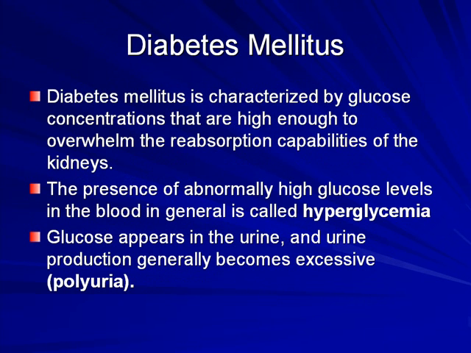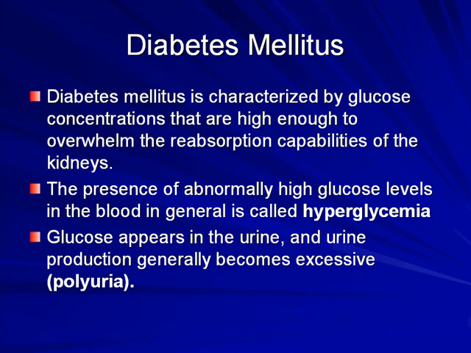Now, the disease condition, diabetes mellitus. Diabetes mellitus is characterized by a glucose concentration high enough to overwhelm the reabsorption capability of the kidneys. Now, the problem is not too much sugar. The problem is not enough insulin. Insulin, for some reason, is no longer being secreted by the beta cells in the pancreas. Beta cells are in the pancreas. For some reason, it's not being produced.